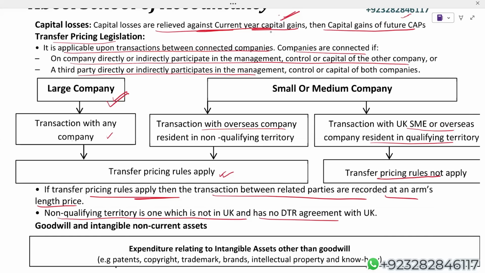Simply, if it is a large company, the transfer pricing rule will apply. If it is a small or medium-sized company, but there are transactions with overseas companies which are not resident in a qualifying territory, again the transfer pricing rule will apply.